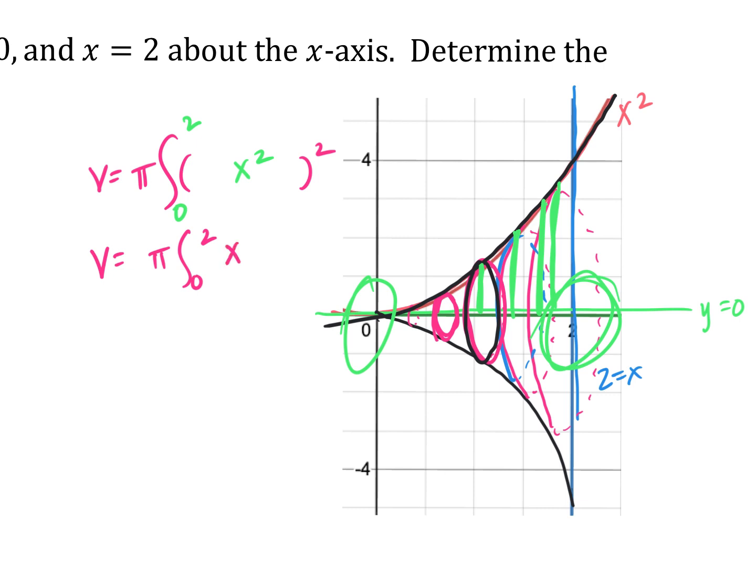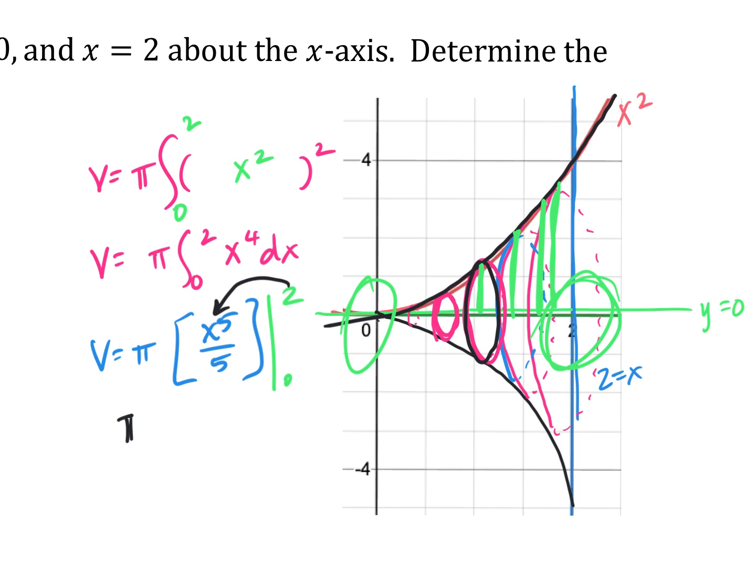Oh, first let's simplify it. So if I just simplified it, now I'm ready to integrate it. You down with that? I'm going to leave my pi. X to the blank over blank. Beautiful. From 0 to 2. Upper minus lower. Anyone know what 2 to the 5th is? 32. Okay, people. 32 fifths minus 0. Can we just say 32 fifths pi? Great.